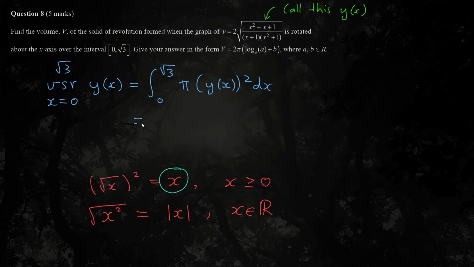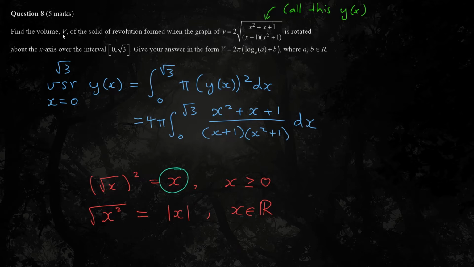With that in mind, let's go up here. We'll get our terminals going. I'll put the pi out the front. We've got this 2 here that's going to get squared once it goes inside, so I'll put a 4 here to accommodate that. Then we've got to do the square of this square root, which according to what we said down here is just all the stuff that was in the square root.